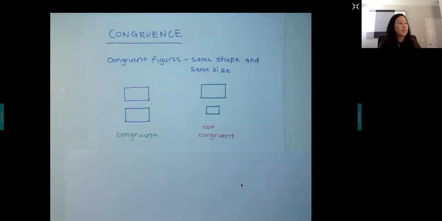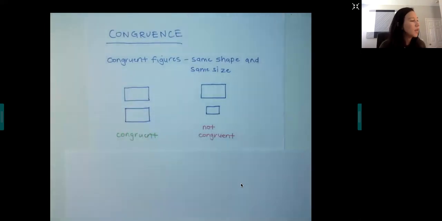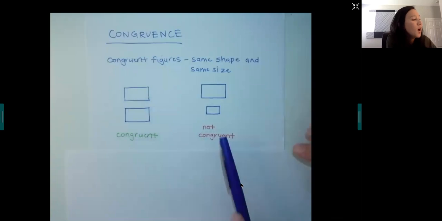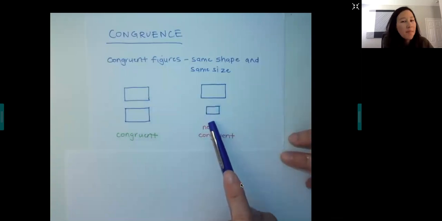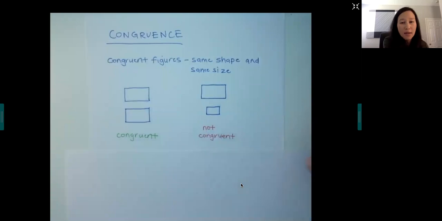So here would be an example. We have this set of rectangles. They are the same shape and they are the same size, so these two would be considered congruent. They meet the requirements of congruent figures. Here we have this rectangle, then we have this rectangle. It's the same shape, but it's a different size. So these figures would not be congruent.